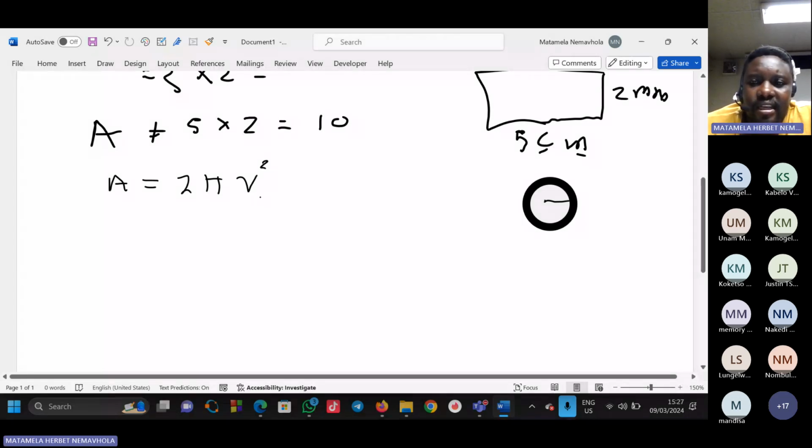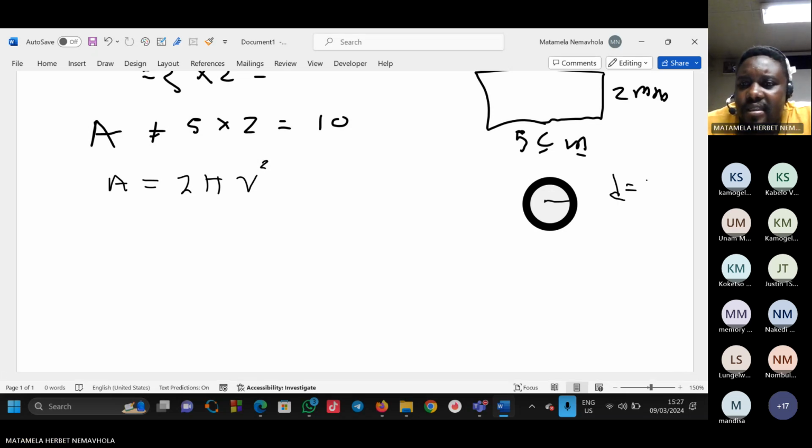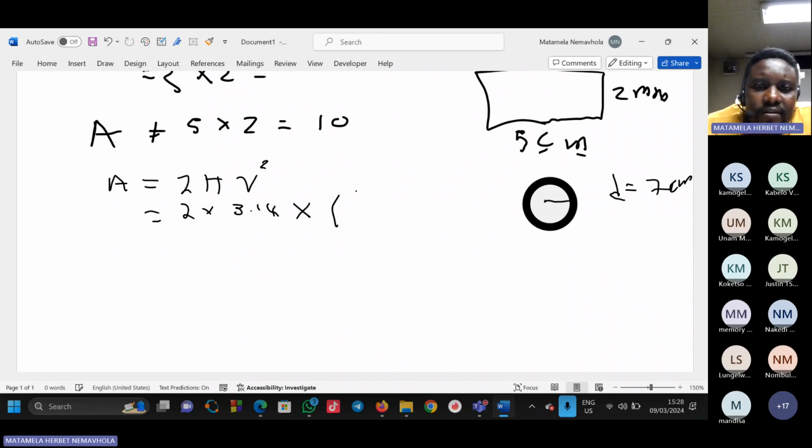To get the radius. Let's assume they tell you that the diameter is 7 centimeters. Then you have to calculate the area. So when I calculate my area, I'm going to say 2 pi multiplied by 3.14. Or if you are using your calculator, it has pi. You just have to press shift and the key closer to the equal sign. You will see the sign of pi. Then we're going to multiply this by 7.